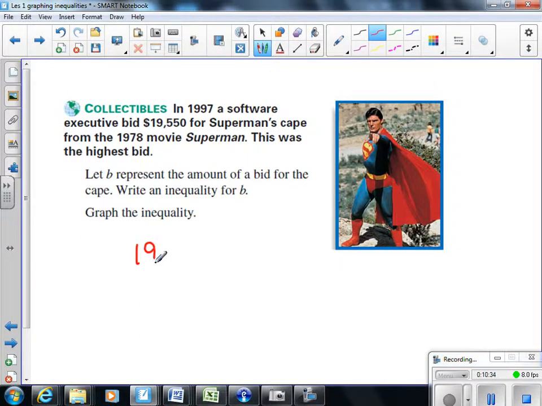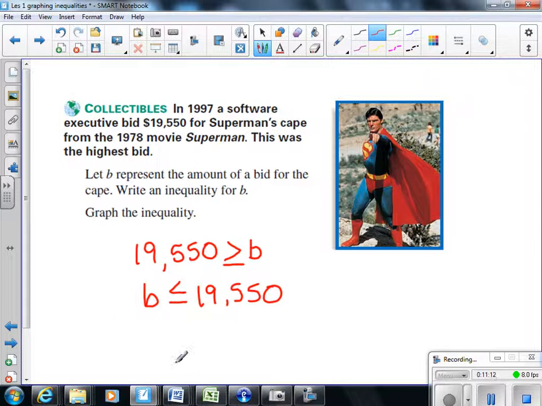Now we know that $19,550 is involved in it somewhere. How does that relate to B? That was the highest bid. So this is greater than B. So 19,550 was greater than any other B that it had. Could it be equal to? Yes, it could have been equal to because that was actually the highest bid. So we want to include 19,550. Could I write it this way, that all bids were less than or equal to $19,550? Yes, you could write it that way as well.